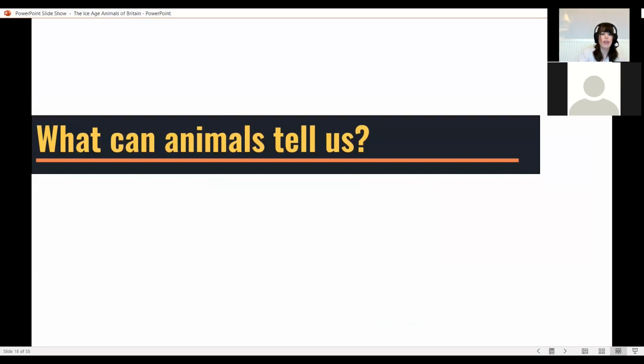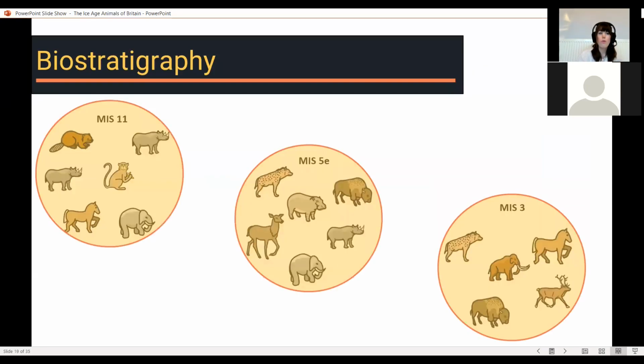So what can animals tell us? So we found these animals. Obviously, finding the animals helps us to understand what animals lived in the area at different times in the Ice Age. But what else can they tell us? So mammals can be used for biostratigraphy. By that I mean using either different groups of species or the presence of different individual species to tell us how old a deposit was.